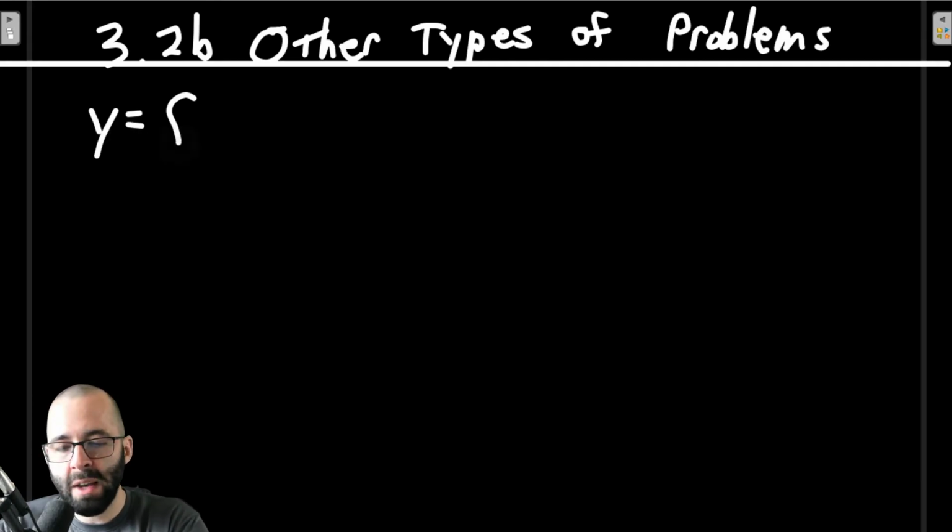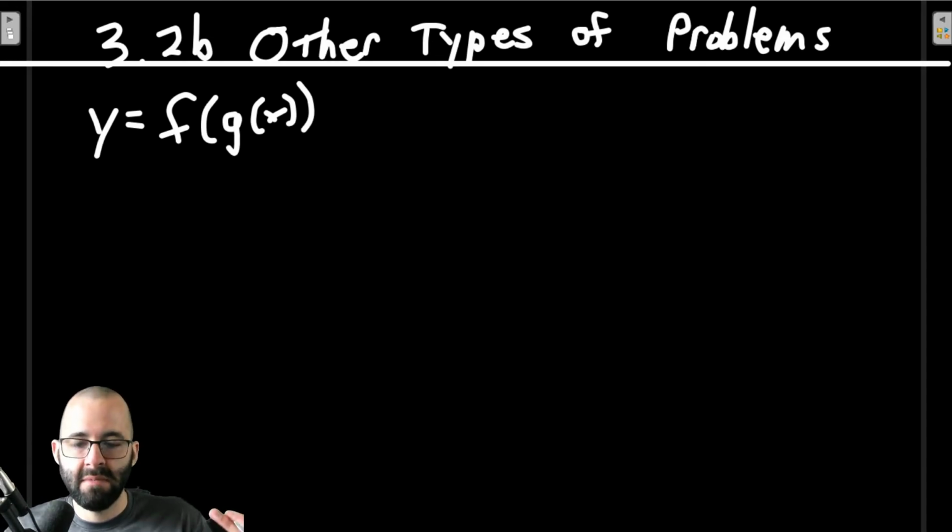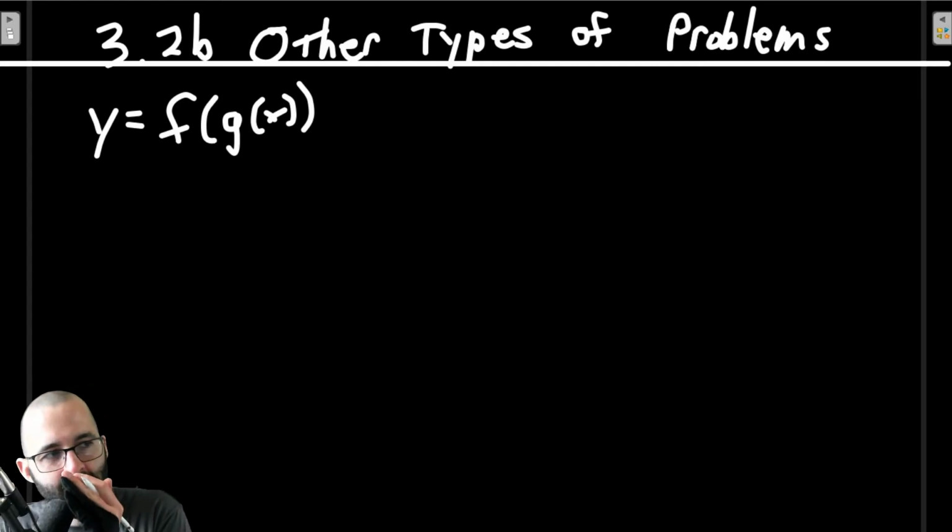Let's say we have y equals f of g of x. We talked in the first video about how to take this derivative. Take the derivative of the outside, leave the inside the same, and then multiply by the derivative of the inside, which again is what we've been doing with the general power rule. The general power rule is actually the chain rule.